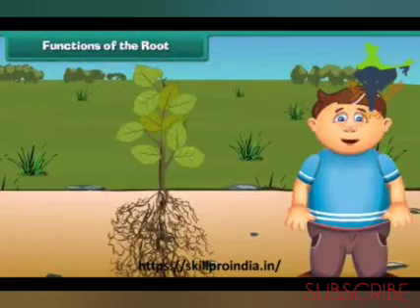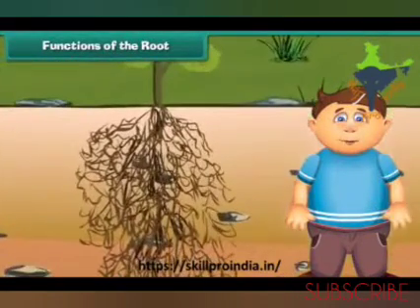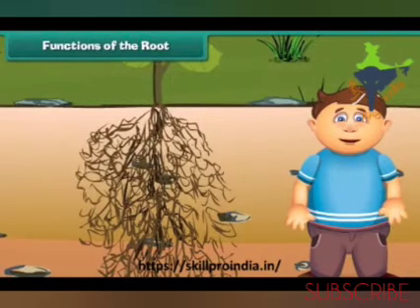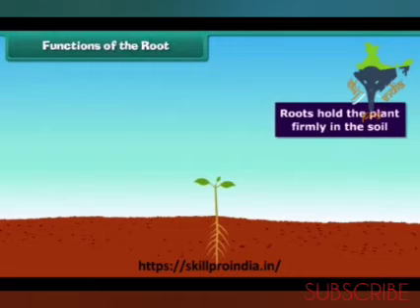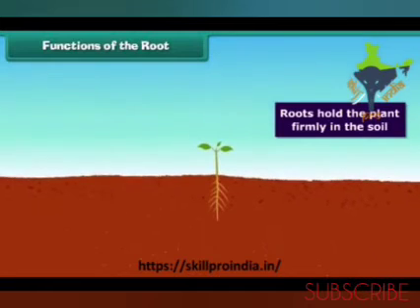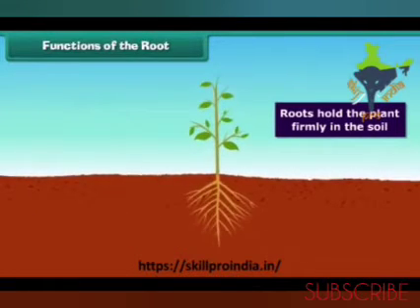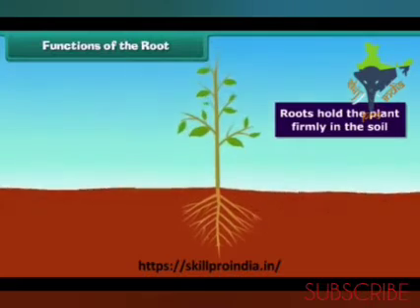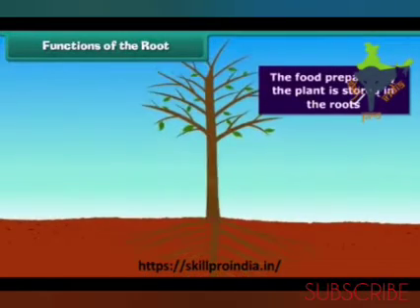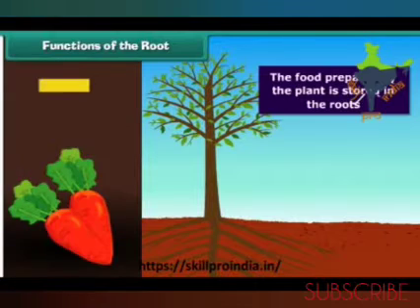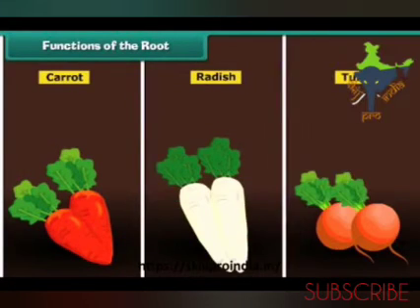Till now, we have learnt the structure and types of roots. But now the question is, what are the functions of the roots? Friends, actually, roots hold the plant firmly in the soil. They also absorb water and nutrients from the soil and send them to the other parts of the plant. Roots also perform the function of storage of food in some plants such as carrot, radish, and turnip. The food prepared by the plant is stored in the roots. We eat these roots and get nutrition.